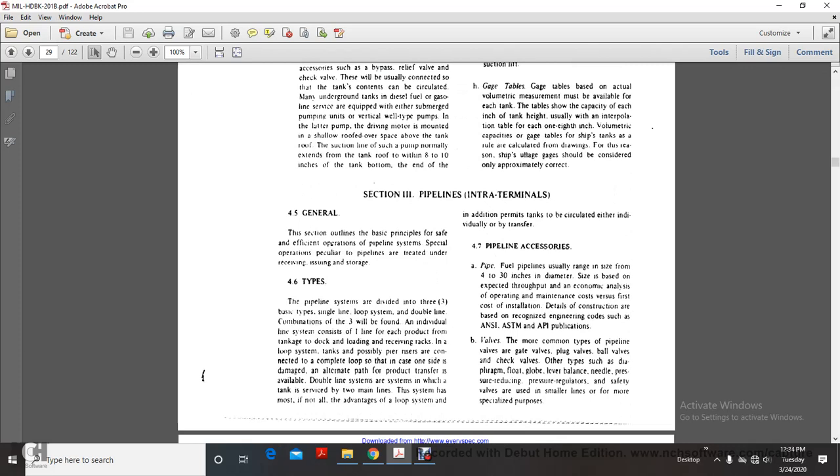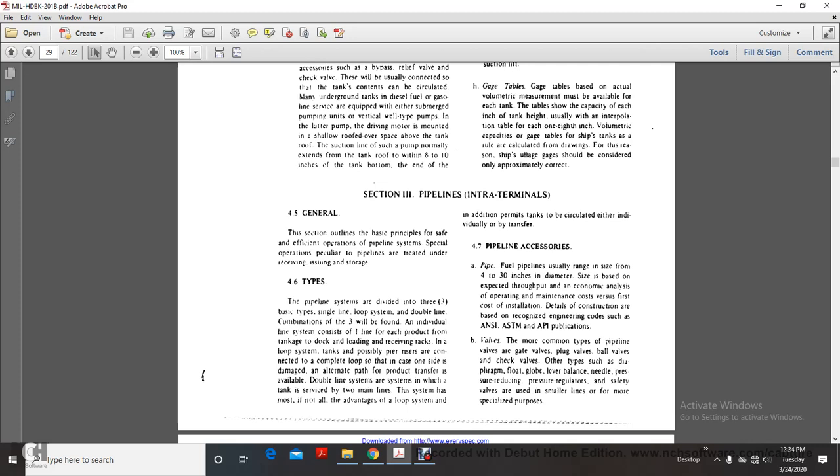Alright, General. The section outlines the basic principles of the safe, efficient operation of the pipeline system, and the special operations peculiar to pipelines, including receiving, issuing, and storage. The pipelines are divided into three types: the single line, the loop system, and the double line. A combination of the three will be found.